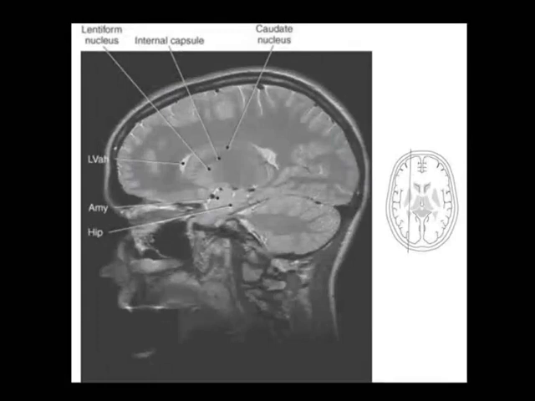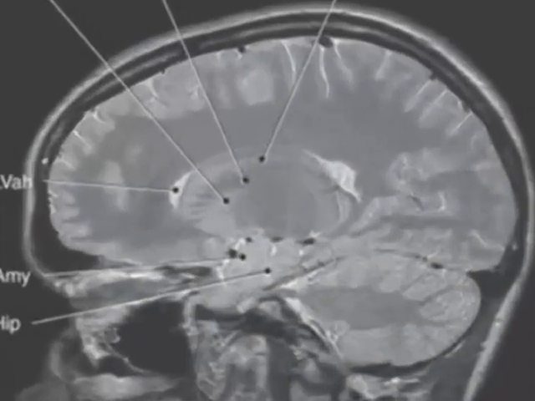This is a sagittal T2 weighted MR image. The white matter is darker than the gray matter in this particular image. Since the basal nuclei are made of gray matter, look for the lighter structures surrounded by dark white matter. In this image, the caudate nucleus and lentiform nucleus are labeled.